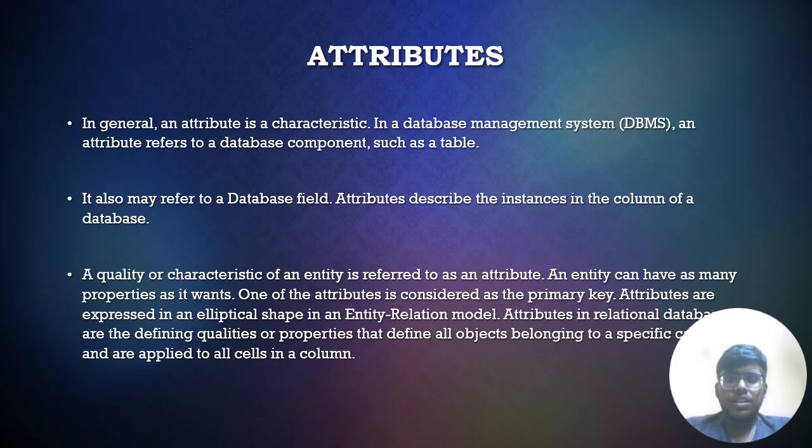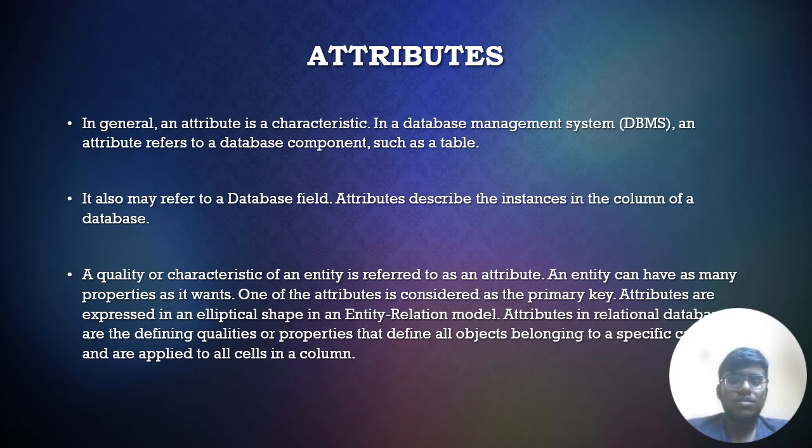Attributes. It is a characteristic. In a database management system, an attribute refers to a database component such as a table. It may also refer to a database field. Attributes describe the instance in the column of a database. A quality or a characteristic of an entity is referred to as an attribute. An entity can have as many properties as it wants. One of the attributes is considered as a primary key. Attributes are expressed in an elliptic shape in an entity relationship model.